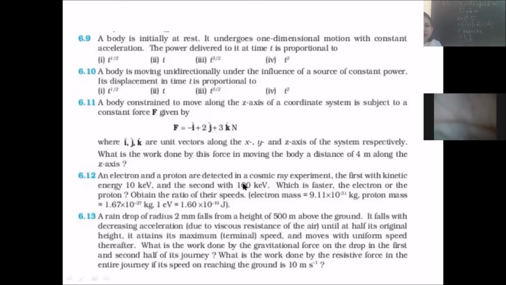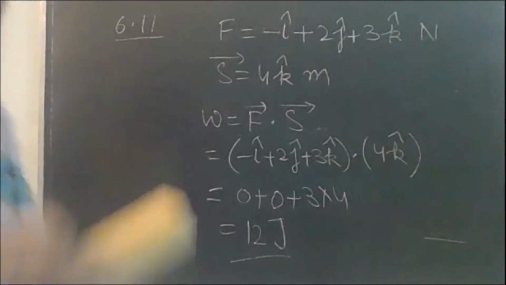So let us find the ratio of energy of electron to the energy of proton. You know, very simple formula of kinetic energy, we will be using half mv square, right? So let us find kinetic energy of electron to kinetic energy of proton: 10 upon 100, that is given.